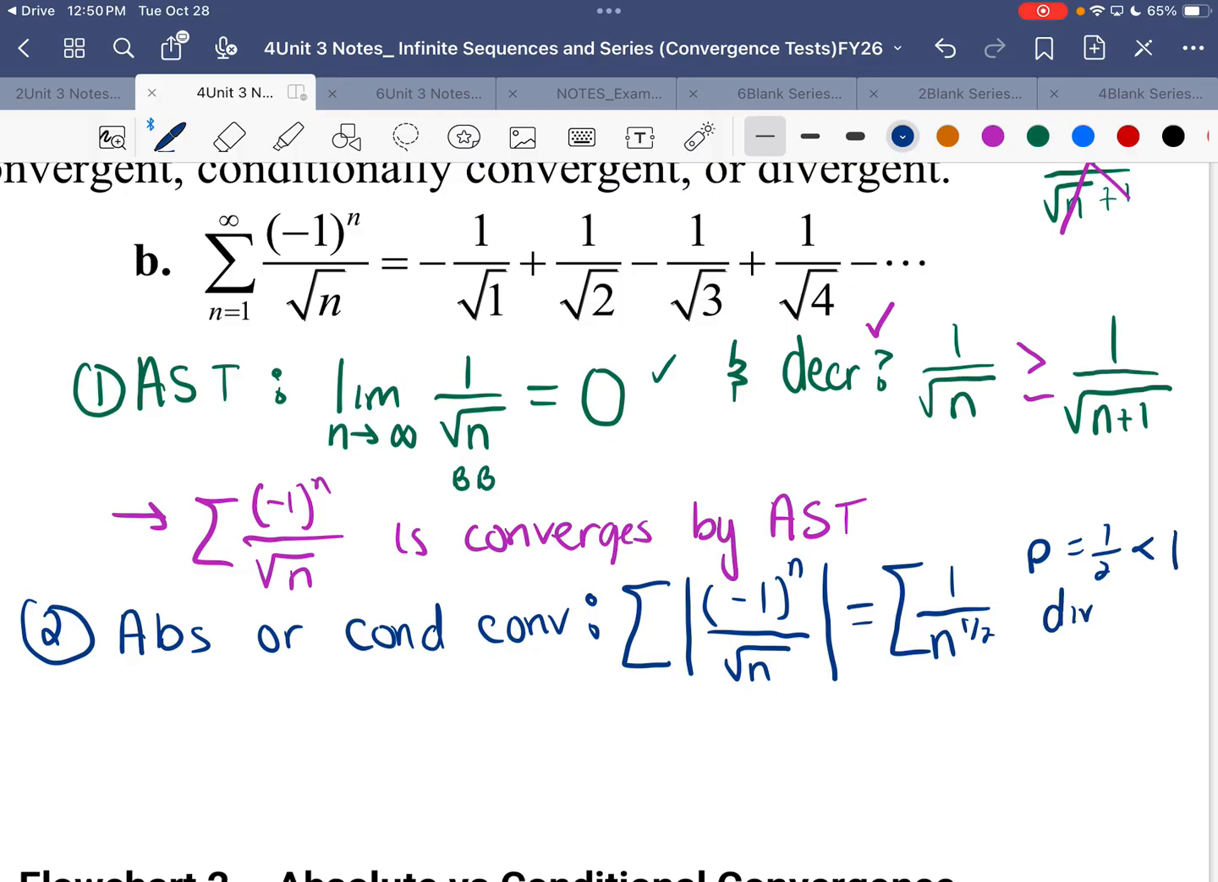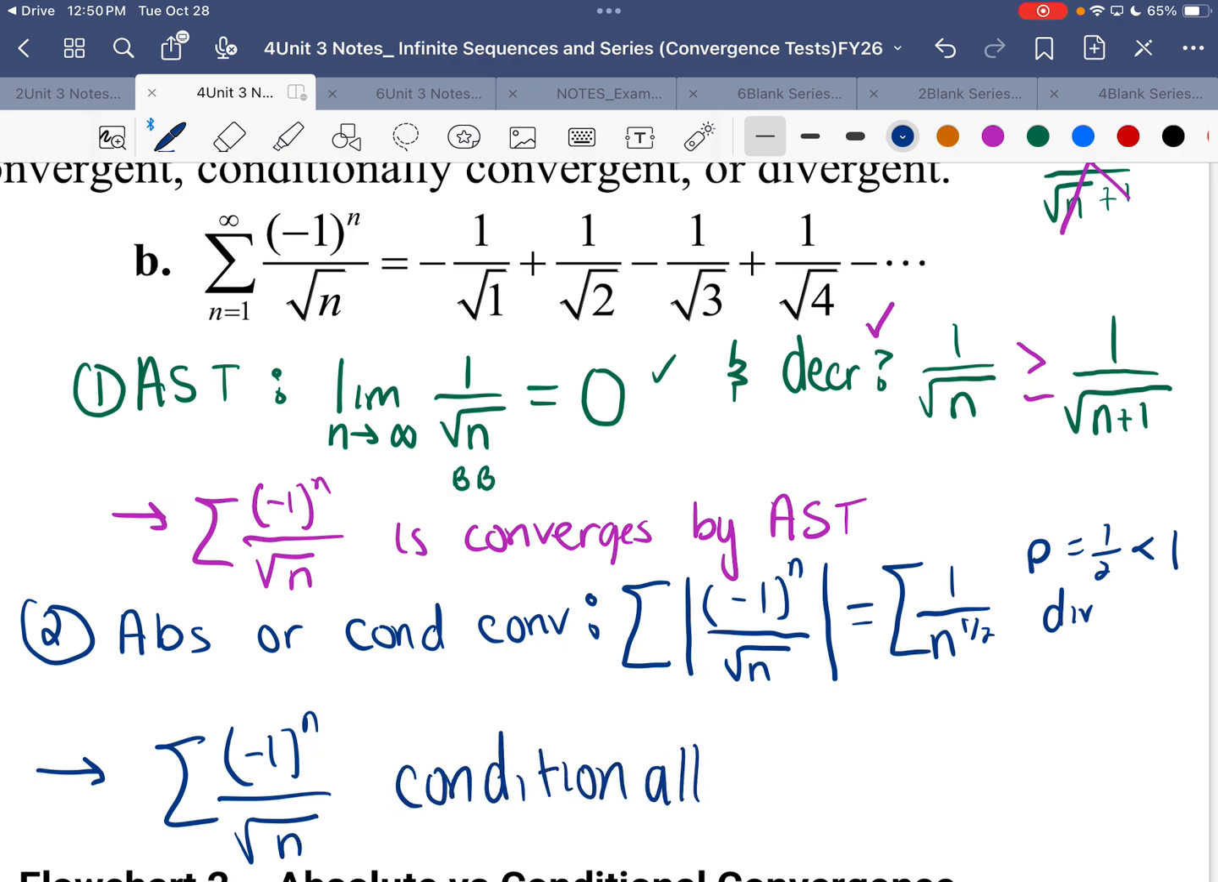So that diverges. Because the absolute value diverged, the original series is conditionally convergent. You're only convergent because you're alternating.